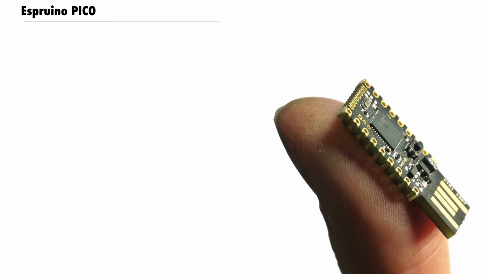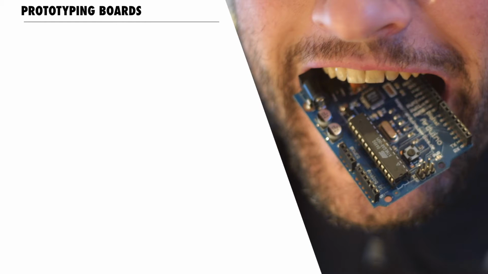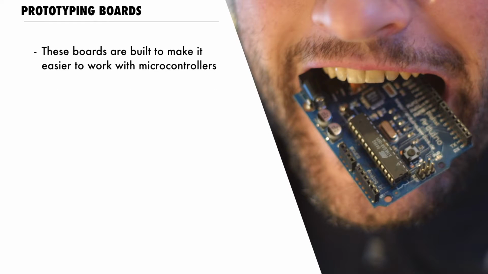Here's the Espruino PICO. This is the development board that can natively run JavaScript on the chip, and its development interface SDK is really convenient. There is a Chrome application that you can use to code and upload commands to the chip in real time. So what is basically a prototyping board?